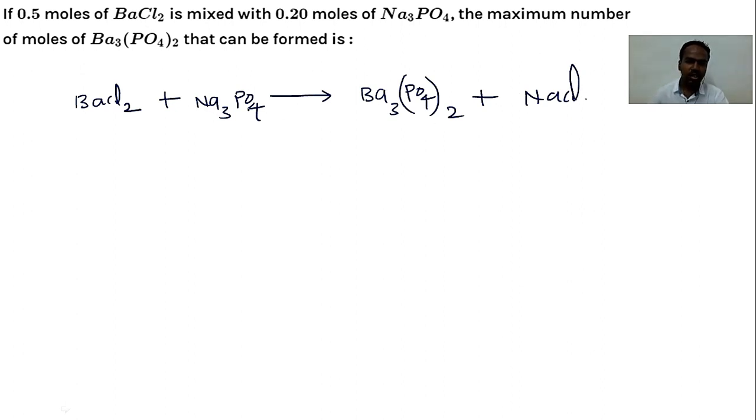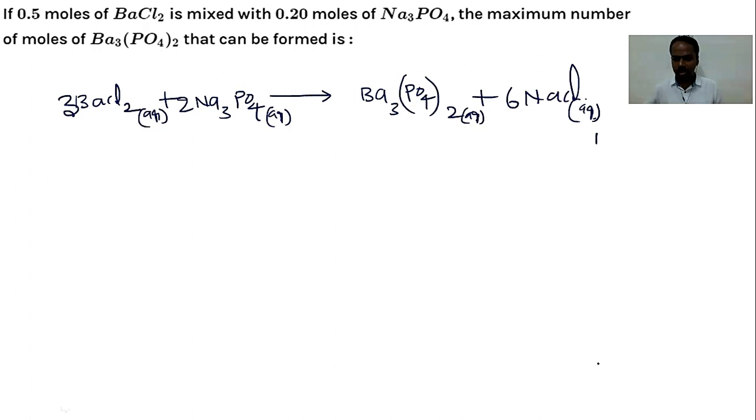Now balance this equation. Here 3 Ba, 3BaCl2. Number of PO4 units here is 2. Now sodium becomes 6 NaCl. This is in aqueous medium. So this is the reaction. Now first we need to calculate which one is the limiting reagent.